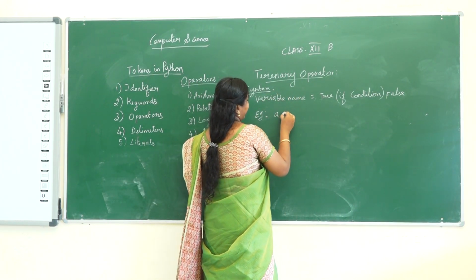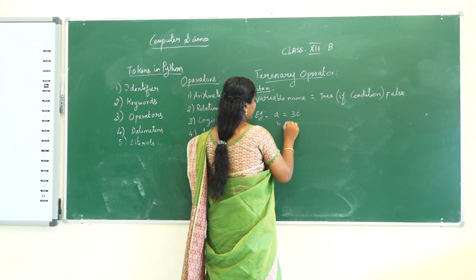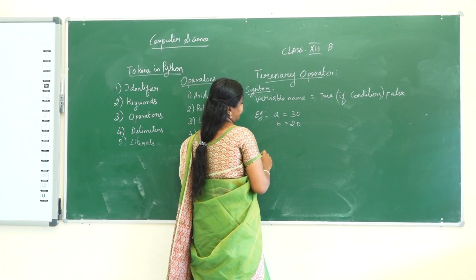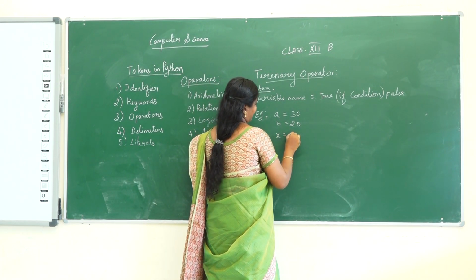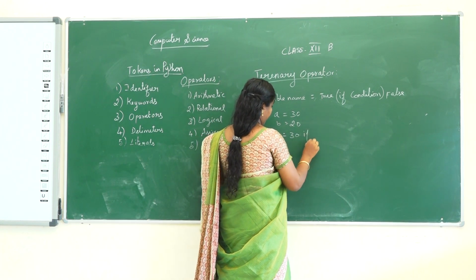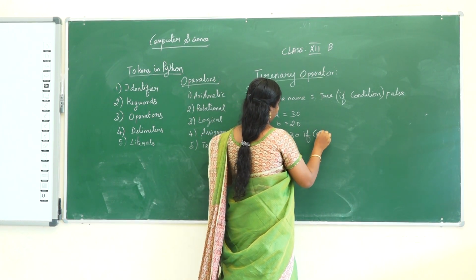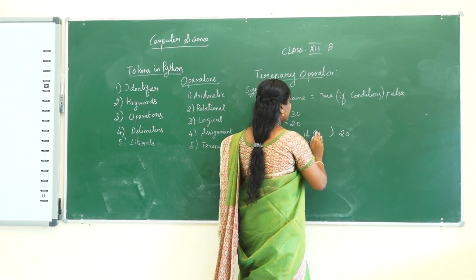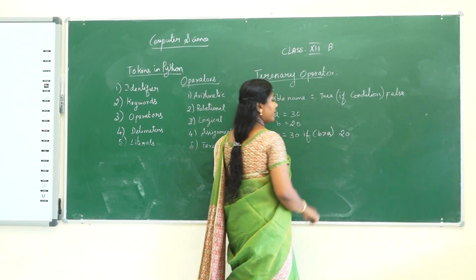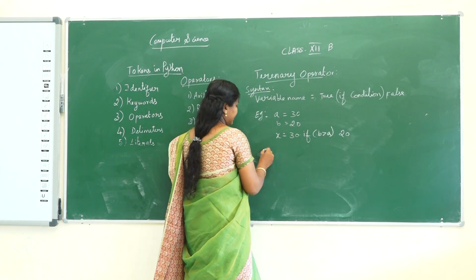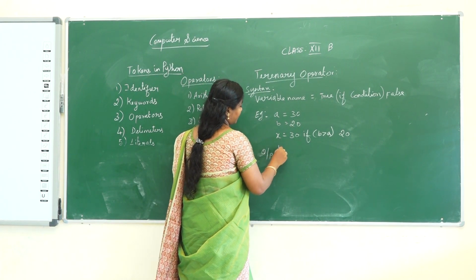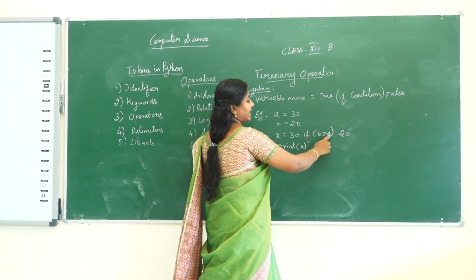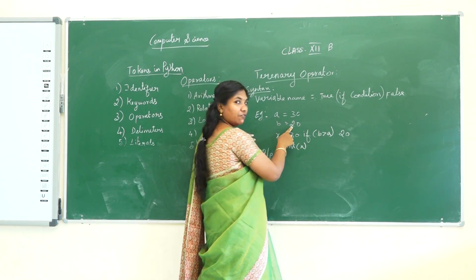suppose I am having a is equal to 30 and b is equal to 20. I am giving the ternary operator as x is equal to 30 if a greater than b else 20, or suppose I am giving b greater than a. Okay. So, now first it will check the condition. So, what will be the output of it? So, print x. Okay. So, b greater than a. So, what is the value of b? The value of b is 20.